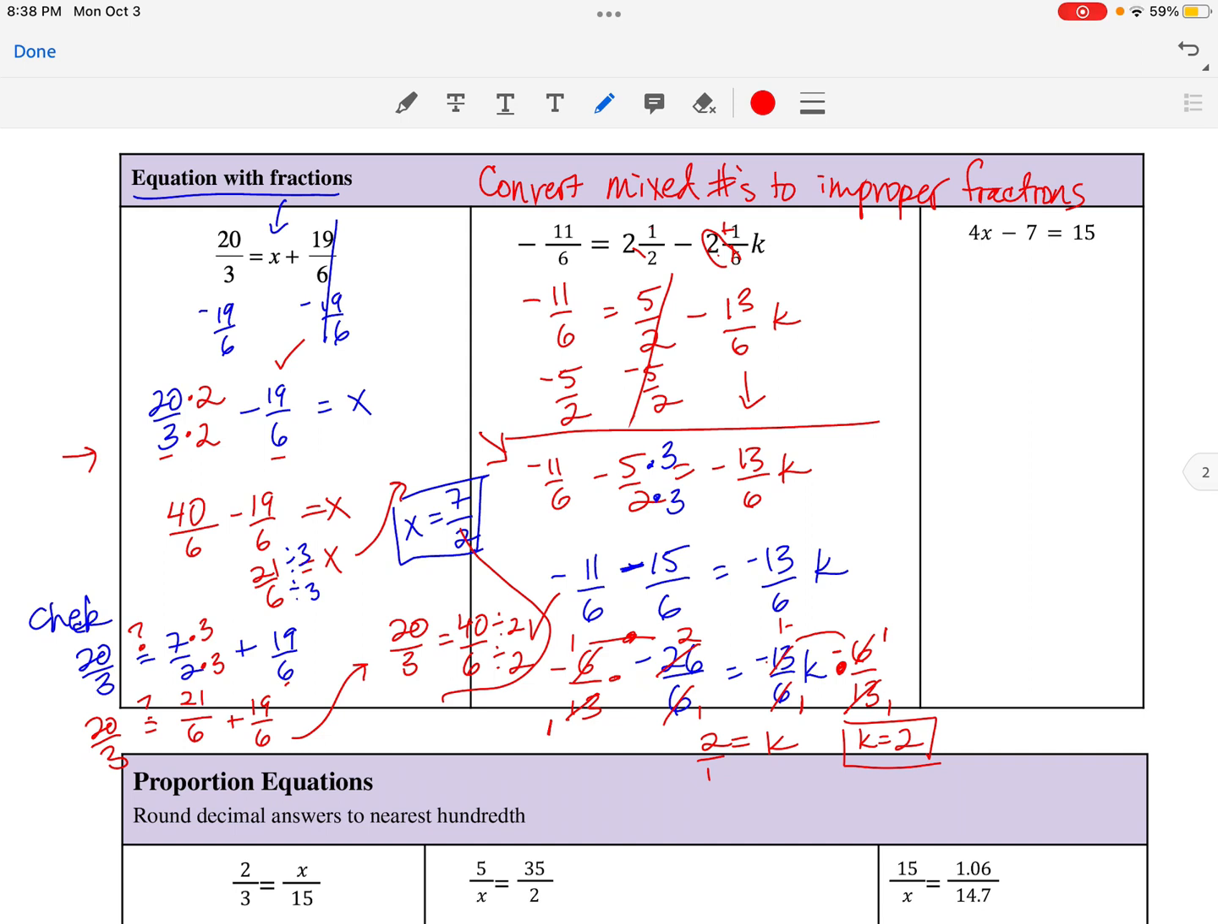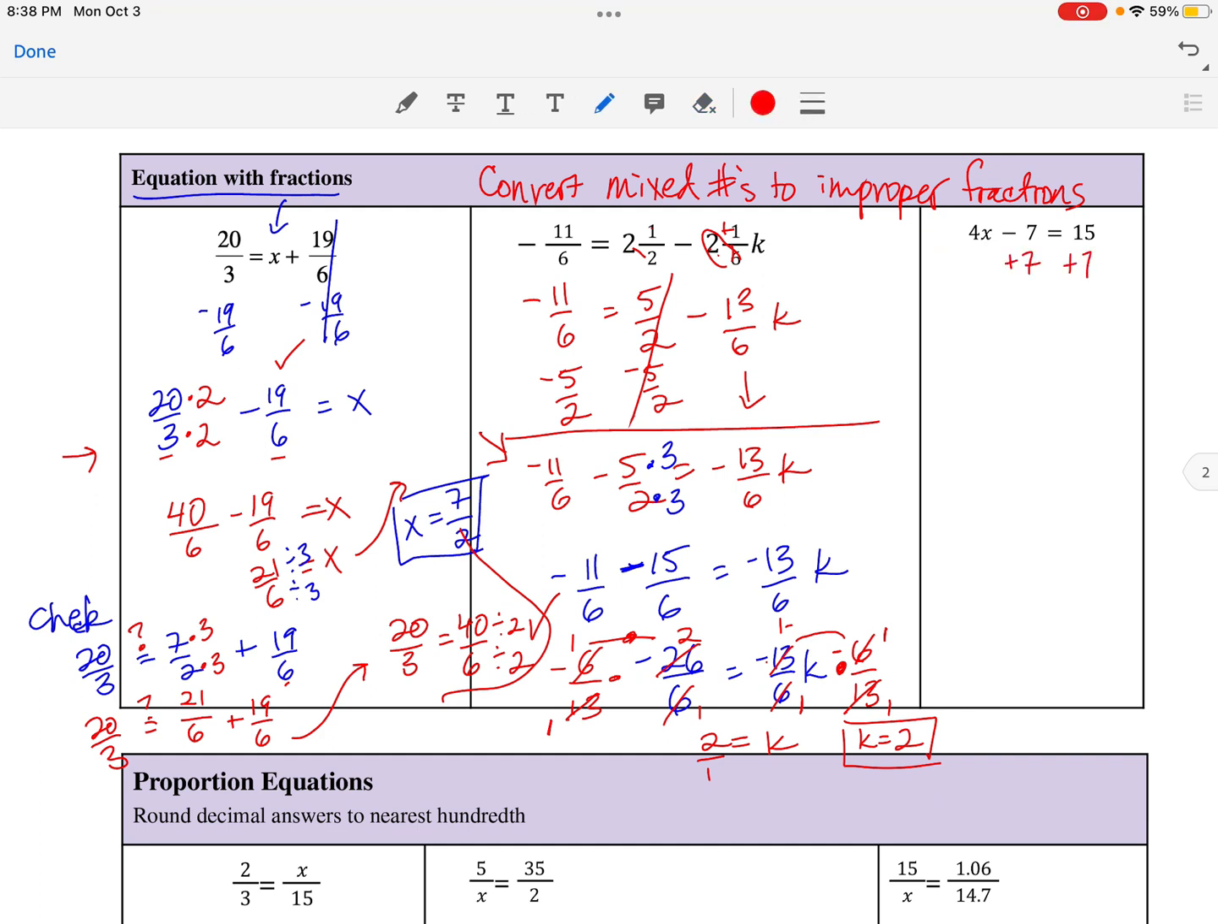And I ran out of space to plug in my answer and check. I did plug it in on another piece of paper earlier, and it did work. So I'm going to let us move on. K equals 2. Okay, last one. This equation does not have fractions, but as we will see, the answer is a fraction. So sometimes you have an equation with no fractions, but the answer is a fraction. So let's try that.